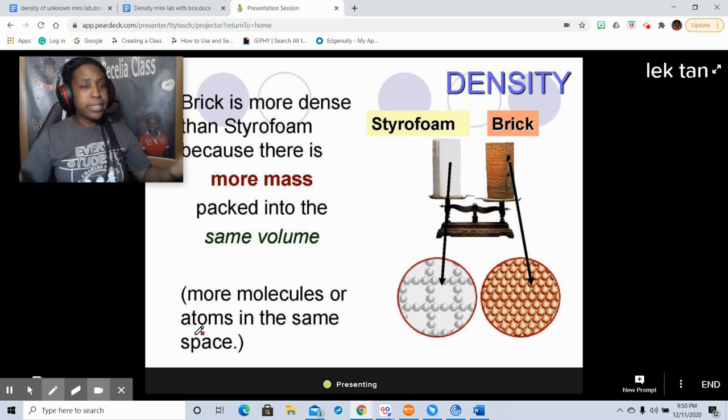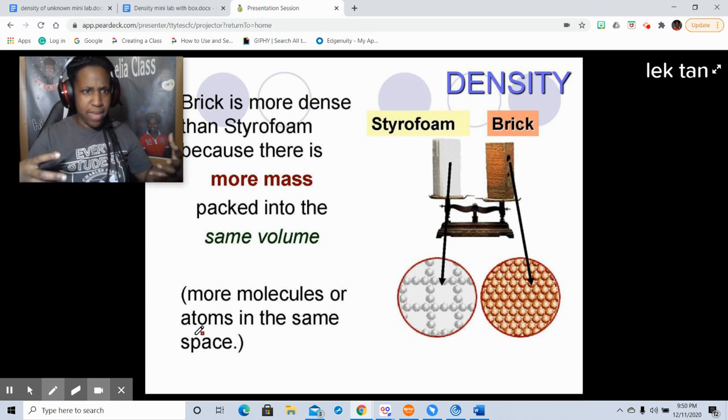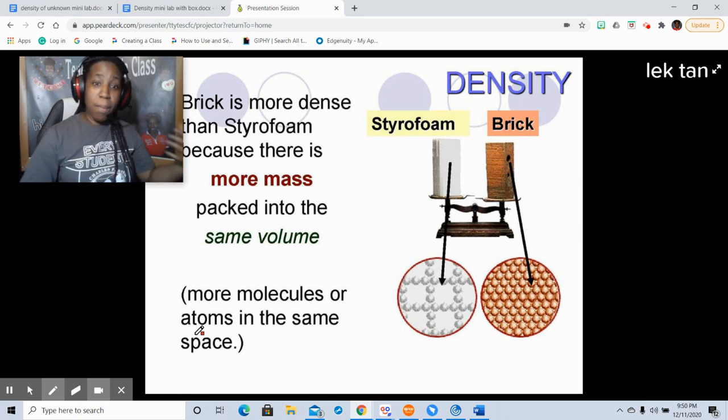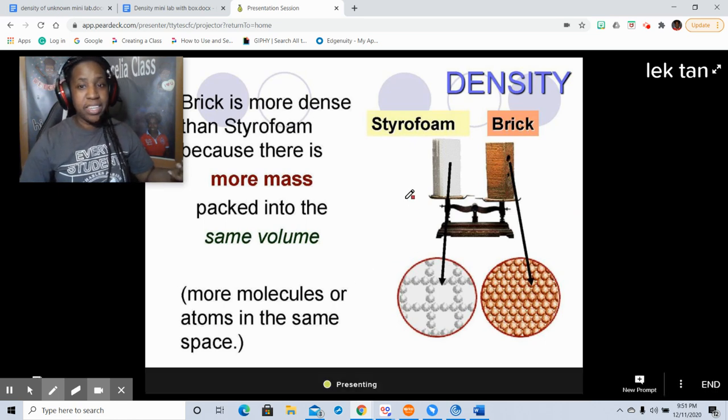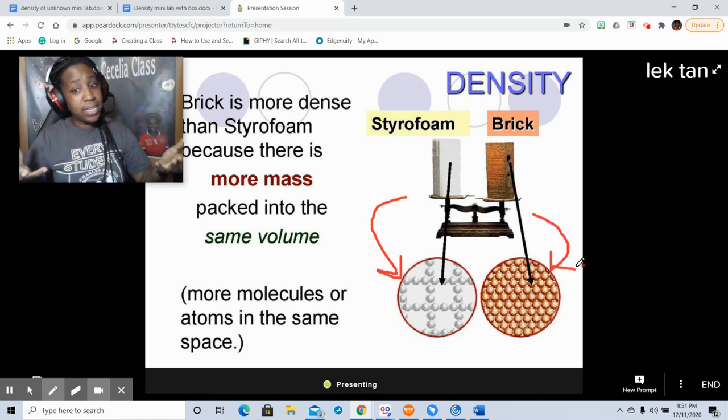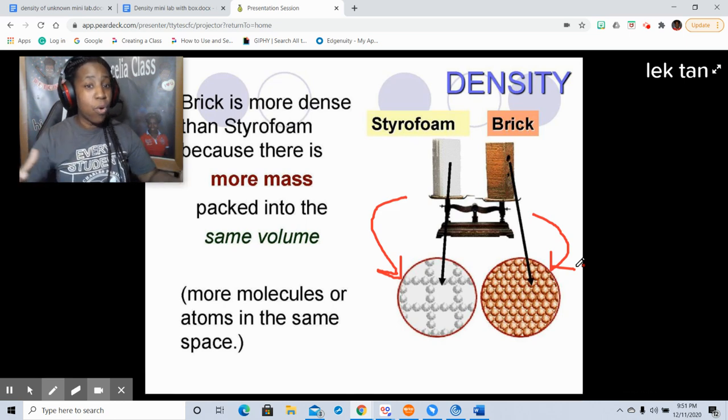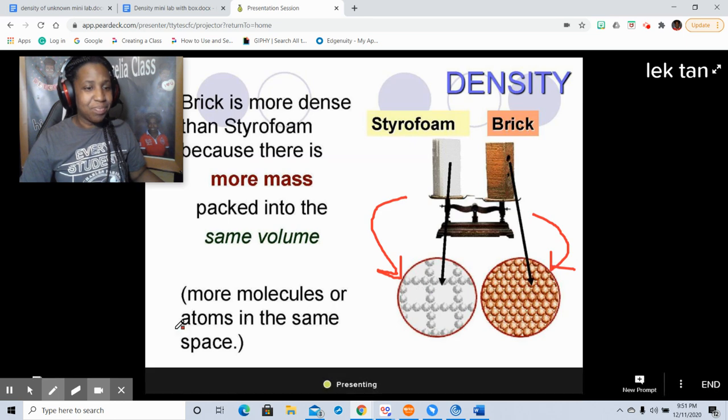Okay, so now let's apply this to a more real life example. So think about it. A brick is more dense than styrofoam because there is more mass packed into the same volume. So, more molecules or atoms in the same space. Here are the particles of styrofoam, and here are the particles of a brick. They're the same size, but notice one has more particles packed tightly together.